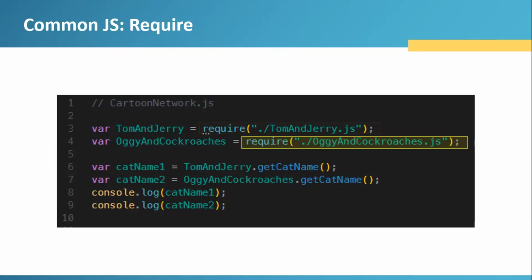And the second disadvantage is, although we have explicitly declared the dependencies like require Tom and Jerry.js and require Augie and cockroaches.